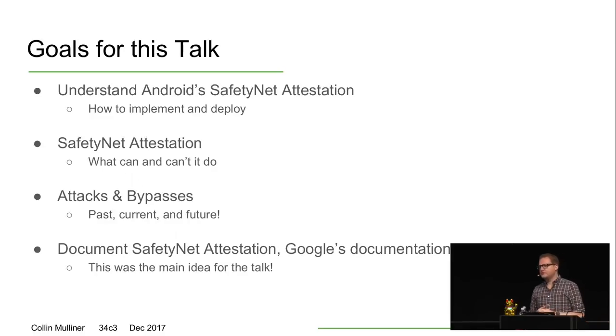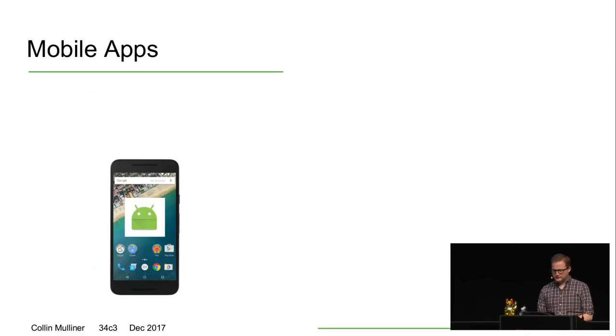And I guess with most security systems or features, the part about what it can do is the most interesting part. And then we're going to look at some attacks and bypasses from other people and some of my own work. The second main goal of this talk is to basically document this API, because Google's documentation is not very good, and that's how I thought, hey, let's talk a little bit about this.